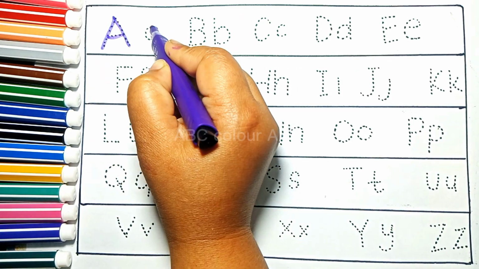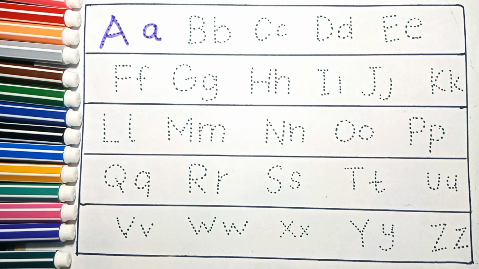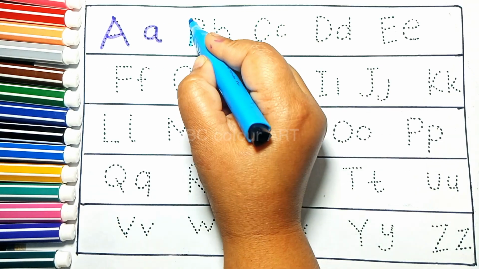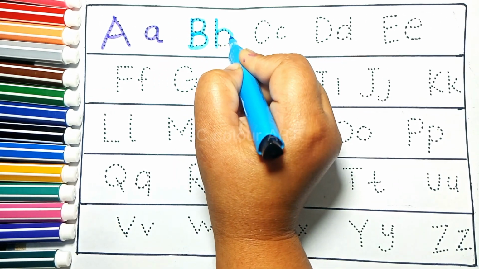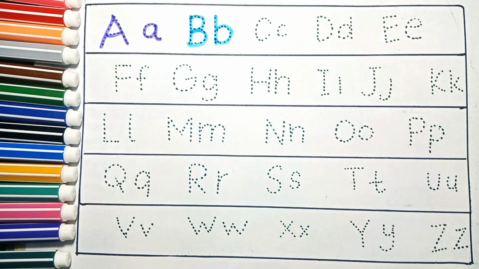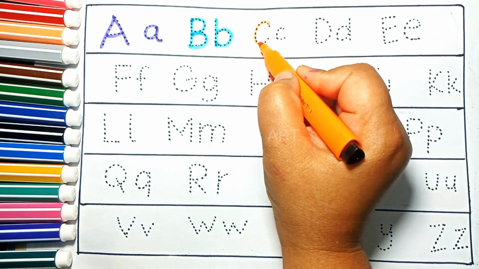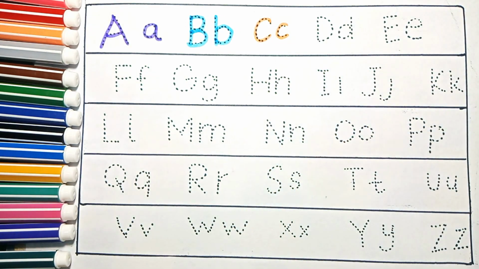A for airplane, A for ant. Sky blue color. B for butter, B for banana. Orange color. C for car, C for cat.